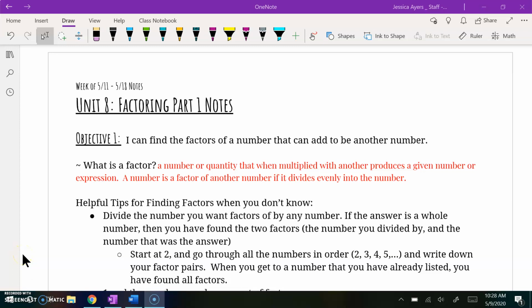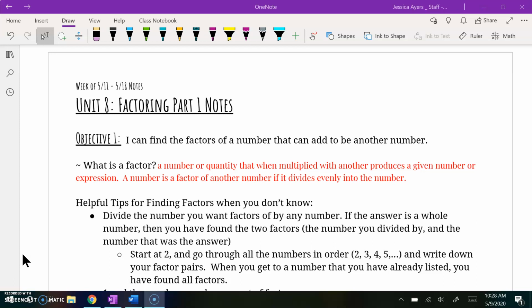All right, guys, so this week we are starting into Unit 8, which is factoring. So the first part here, our first objective, is just really finding factors of numbers that can multiply to be another number. So the first part of your notes that you want to have out says, what is a factor?